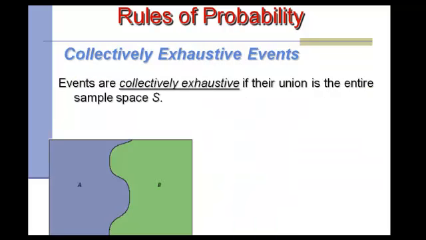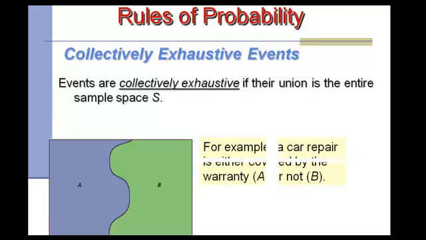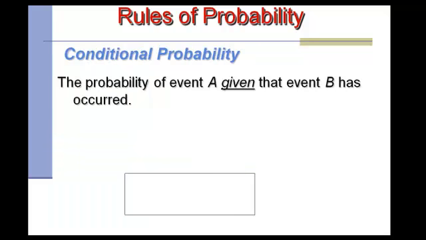Another term that relates to probability is that events can be completely exhaustive if the two events A and B occupy the entire sample space. For example, a car can either be covered by a warranty or it's not. You need your car repaired, you either have a warranty or you don't have a warranty. That's exhaustive. There's no other possibilities.